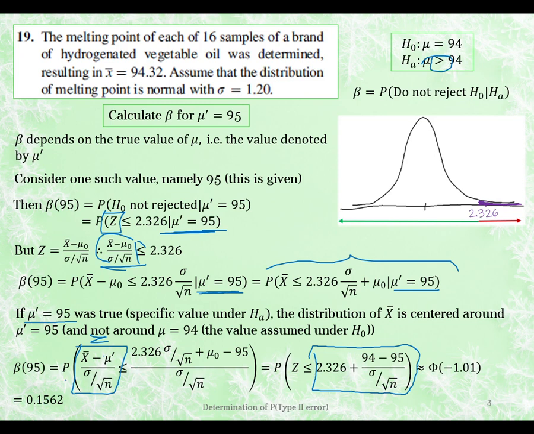So you can go and maybe try this and see what happens if we do this calculation for another value of mu. So maybe use mu prime equal to 96, or maybe have it equal to something a little bit closer, 95.5, something like that, and repeat this calculation and see how that changes your answer. You'll see the only thing that you need to replace is that value there, with the new value of the population mean under the alternative that you're interested in.